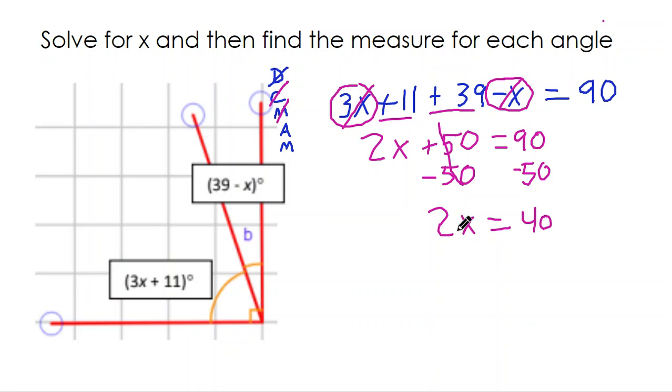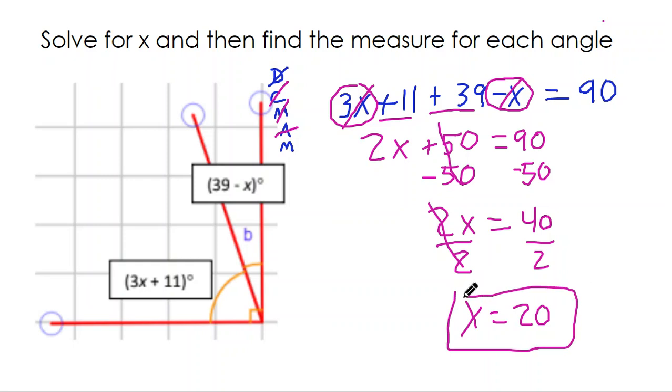And now I can divide by 2. So last step, multiply or divide. So I can divide by 2 to get rid of that 2 and leave it with x. And I can do the same thing on the other side. 40 divided by 2 would give me 20. So x equals 20. All right, so now I need to find the measure of each of these angles.